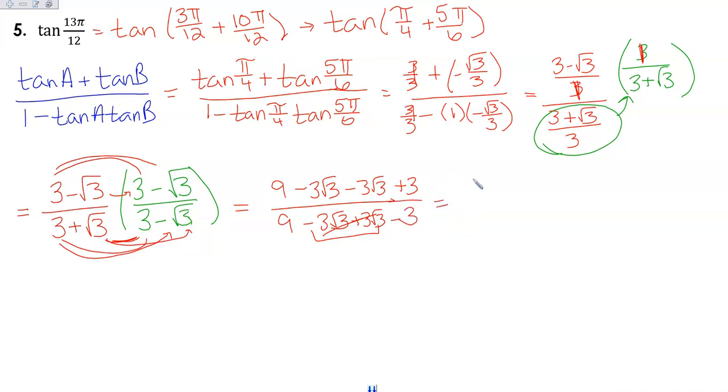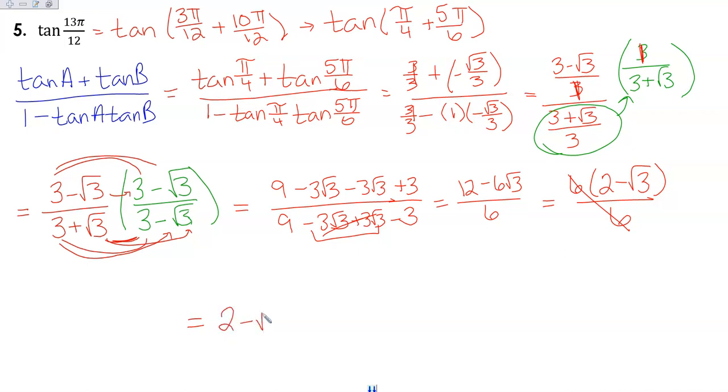So what this becomes is 9 plus 3, which is 12, minus 6 times the square root of 3 on top. And on the bottom, 9 minus 3 is 6. So what we're going to do here is factor a 6 out of our numerator, and we're going to get 2 minus the square root of 3 over 6. These are going to reduce. So then my tangent of 13 pi over 12 is 2 minus the square root of 3.